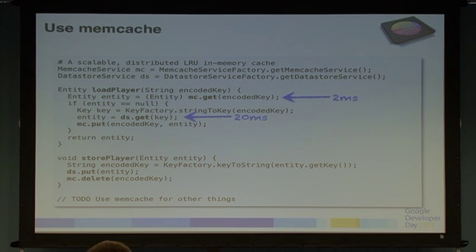Then when we update the player, we want to be sure to clear memcache. So we just have a memcache.delete there at the very bottom so that the old value is not retrieved, but instead we get the most up-to-date one.